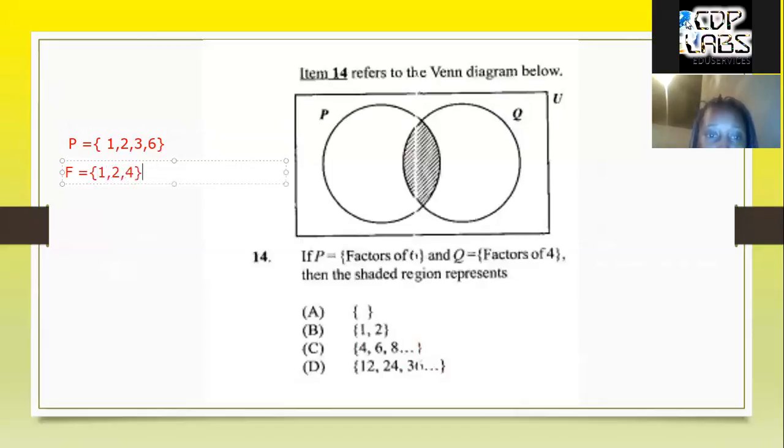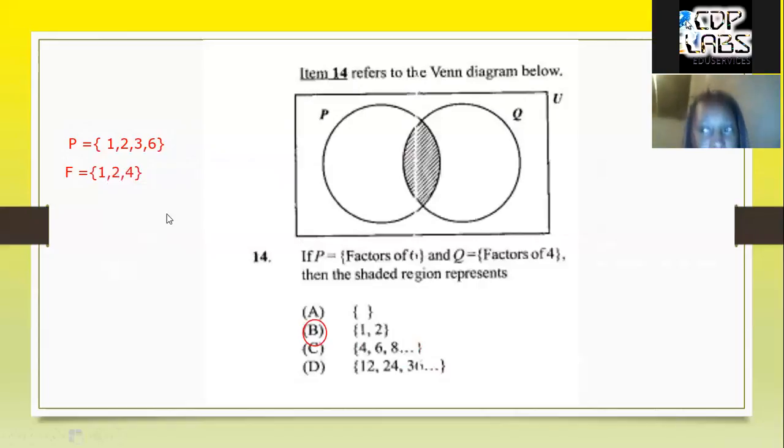So what does the question say now? If P equals factors of six and Q equals factors of four, then the shaded region represents one and two. The answer is what? One and two. Don't tell me the letter. No, B. All right, not bad.